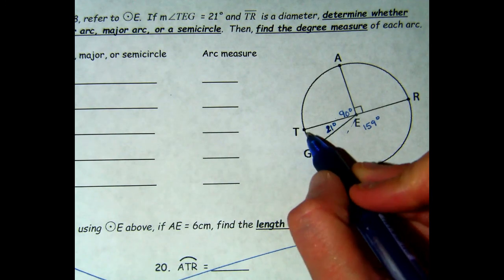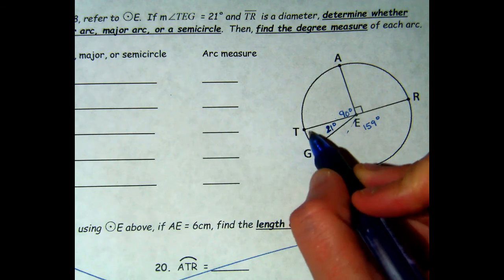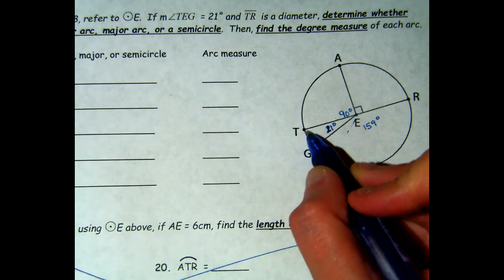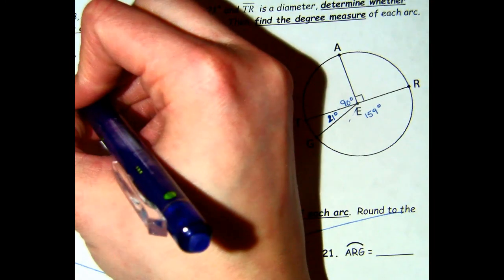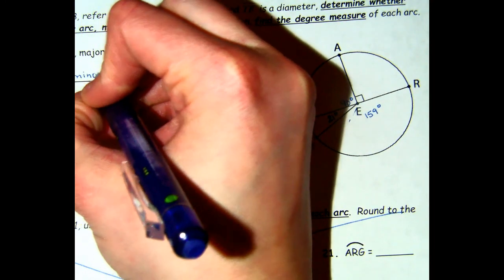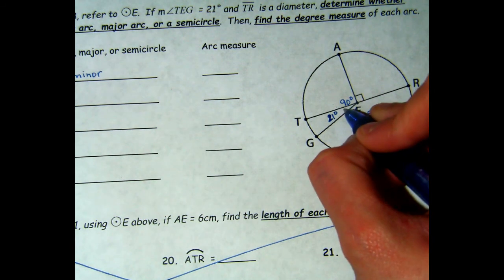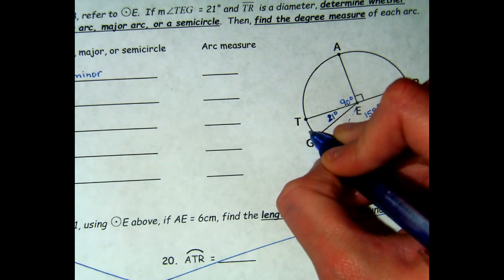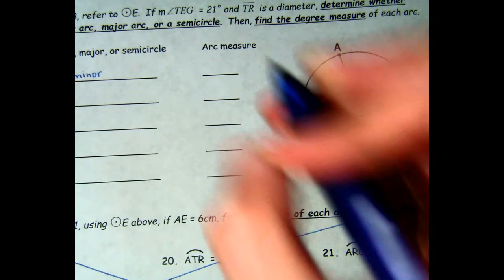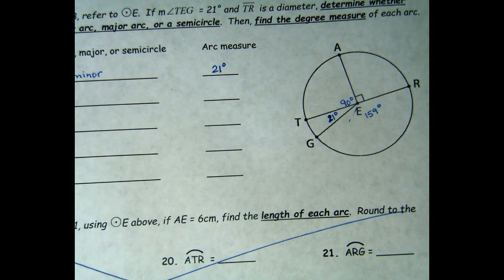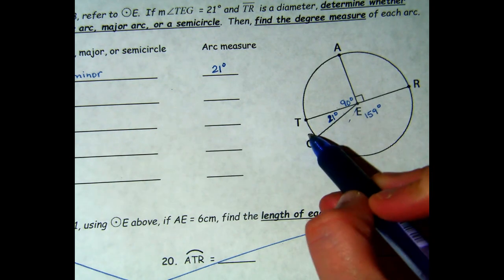TG is talking about the arc. Is this a major arc or a minor arc or a semicircle? It's a minor arc. How about its measure? The central angle is 21, so what's the arc's measure? 21. That's what your central angle card says. It says if the central angle is 21, the arc is 21.